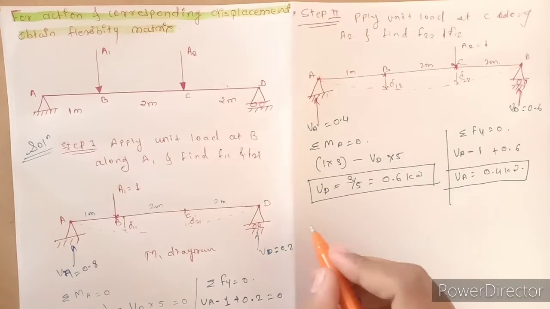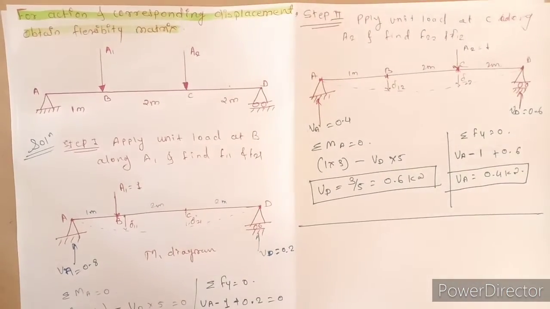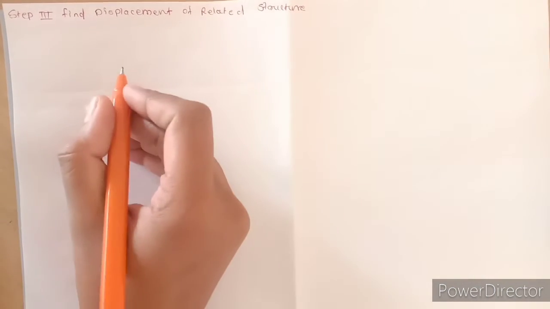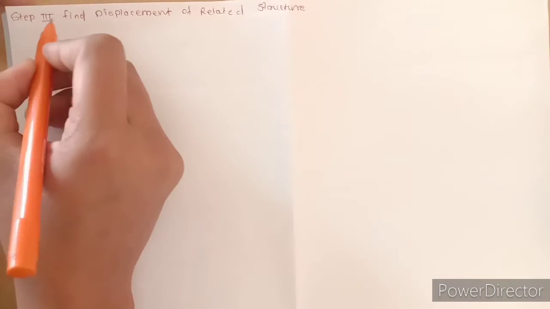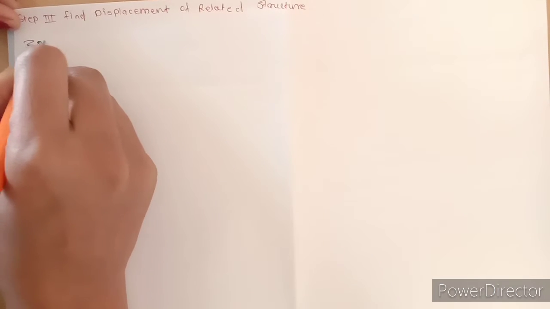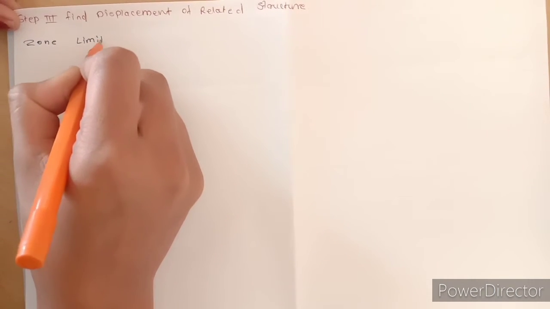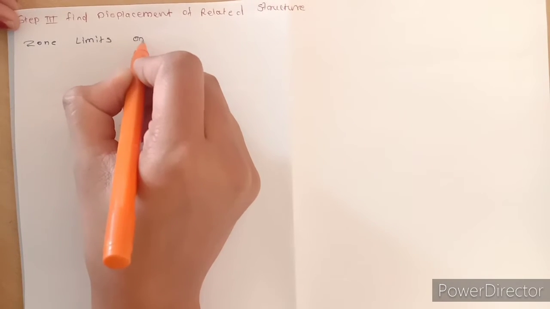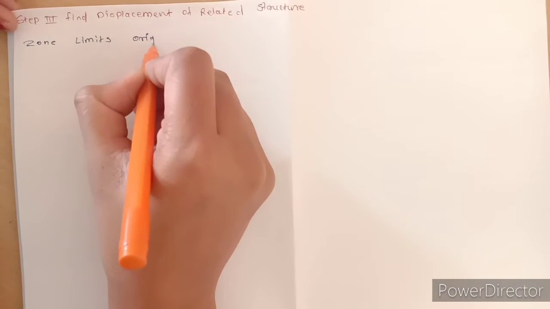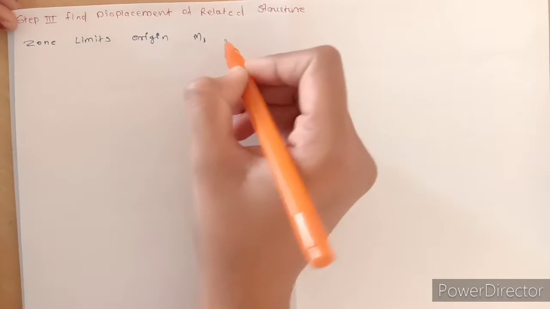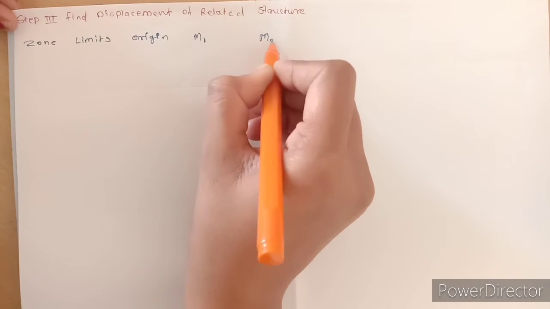Okay. Then the next step. Step number 3 is to find the displacement of the related structure. For this, we draw a chart. The first column is zone, the next is limit, the next is origin, and the next columns are M1 and M2.